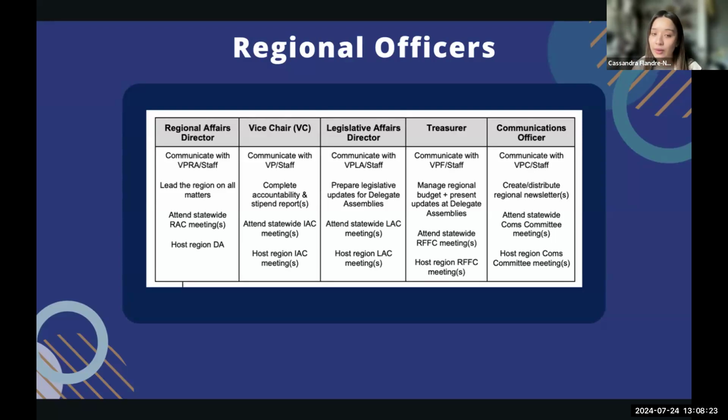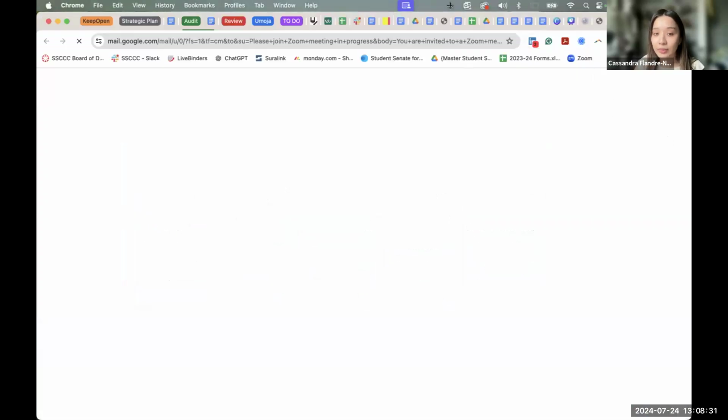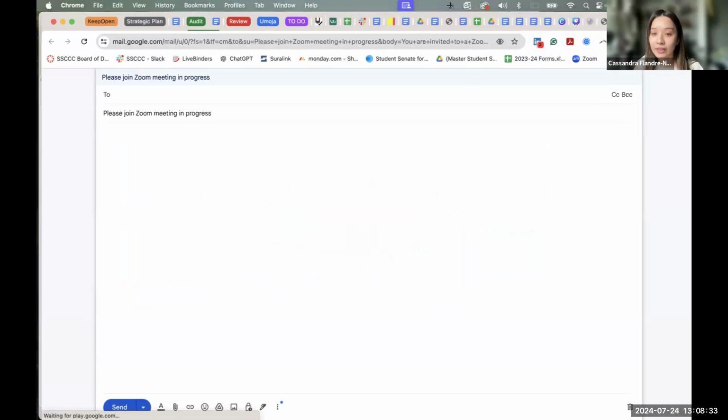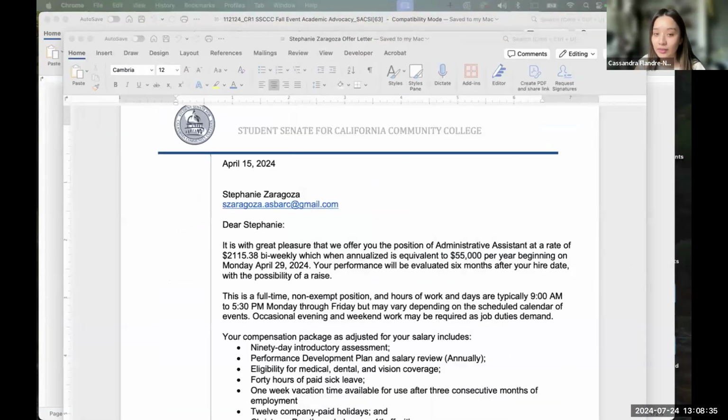Moving on to the treasurer, who will be communicating with the vice president of finance and staff. They'll also be managing the regional budget and presenting budget updates at delegate assemblies, and then also on the statewide level, attending the regional finance and fundraising committee meetings, and finally hosting their region finance committees as well.